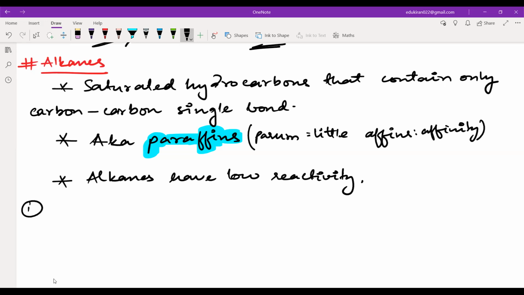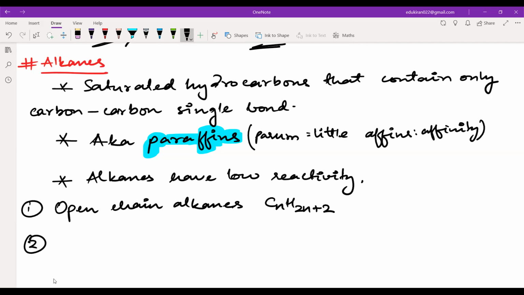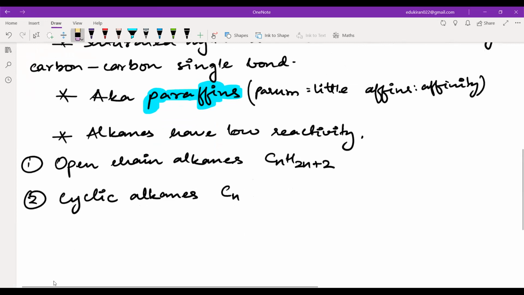We can say there are two classes of alkanes. Number one is open chain alkanes, which have the general formula CnH2n+2. And there are cyclic alkanes, which have the general formula CnH2n.